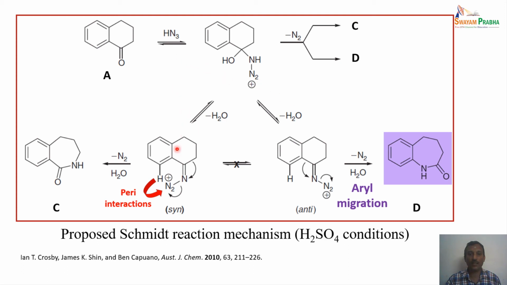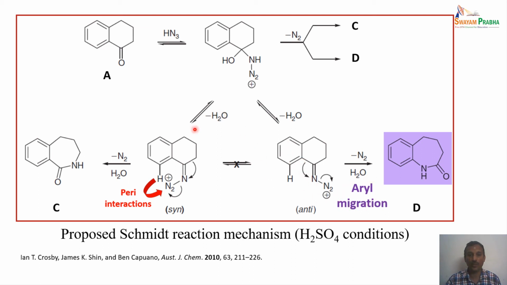Under the reaction conditions, when we are using sulfuric acid, this is considered as anhydrous conditions, and this intermediate loses water in the initial step to lead to this kind of intermediate, and this undergoes the aryl migration with the concomitant loss of nitrogen to give this rearranged compound. So in the presence of sulfuric acid, which is a dehydrating agent, this kind of rearrangement takes place.